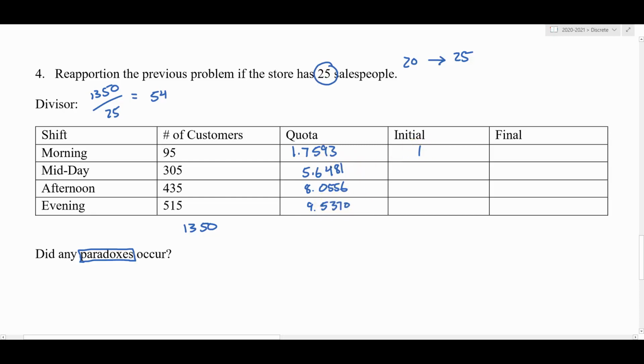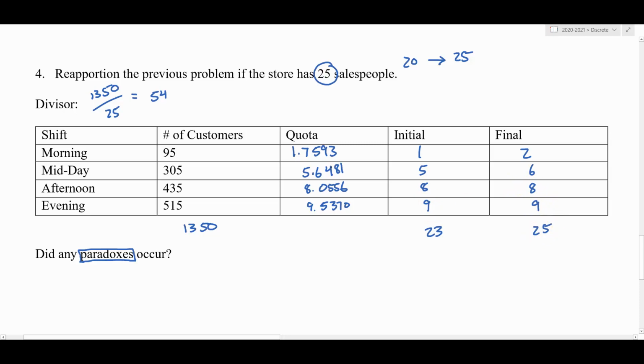Chop off the decimal parts, we got 1, 5, 8, 9, so that's 6, 6 and 8 is 14, 14 and 9 is 23, which gives us 2 bonus salespeople. So the highest decimal portion is the 0.7 up here, so this 1 is going to go to a 2. The next highest decimal portion is the 0.6, so this 5 is going to go to a 6. There's my 2 bonuses, and the 8 and the 9 are going to stay the same. That gives us a total of 25 salespeople.